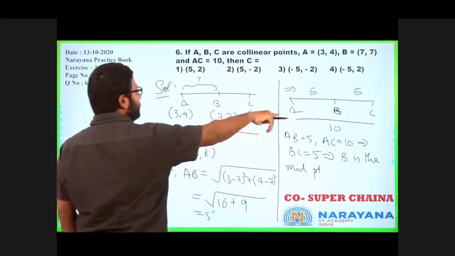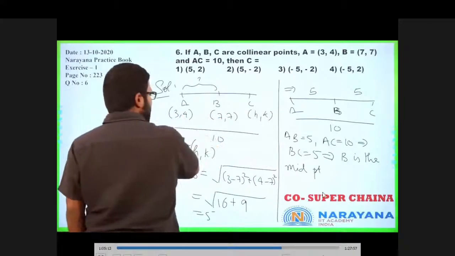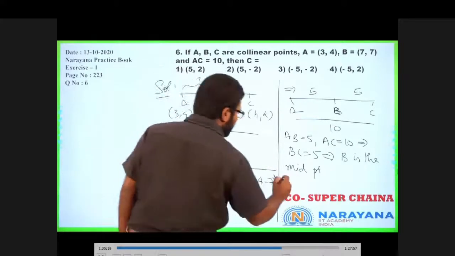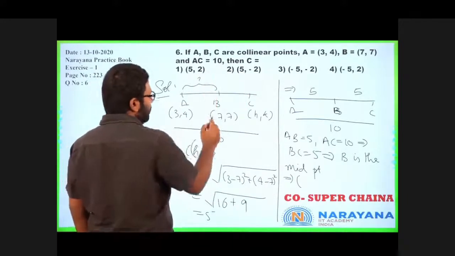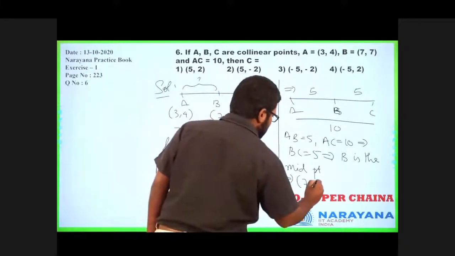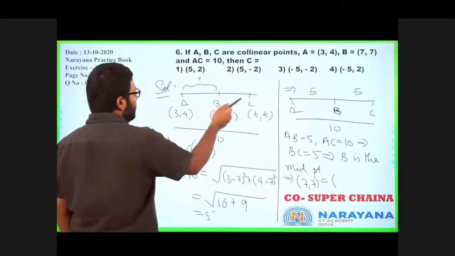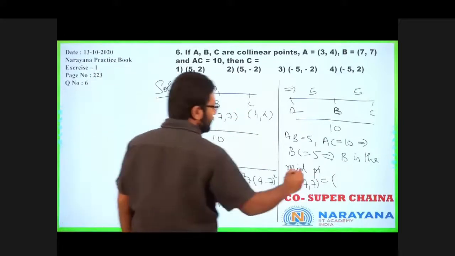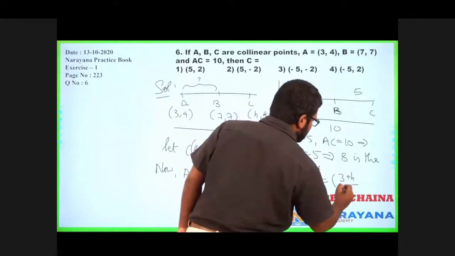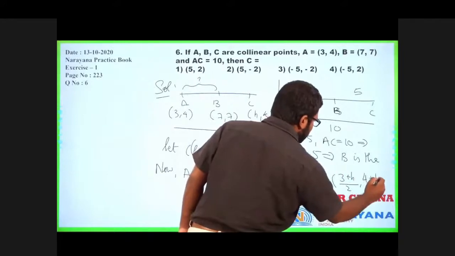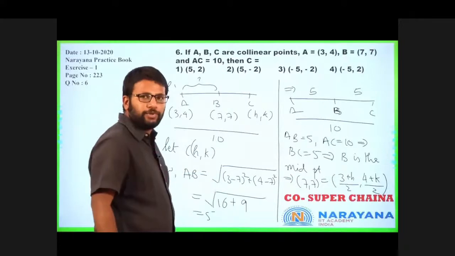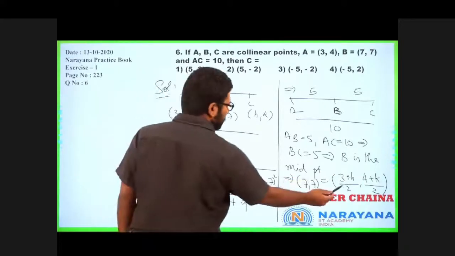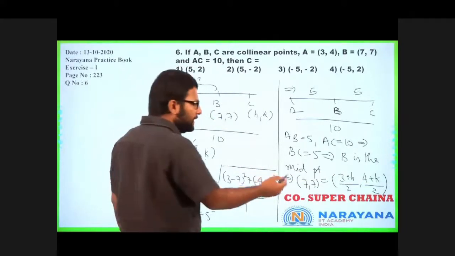So I suppose now you realize what we are going to do. We'll apply the midpoint formula, right? Which means B coordinates are known, no? (7, 7) is basically, apply the midpoint formula, (3 plus h) by 2, (4 plus k) by 2. Right? 2 equations, 2 unknowns. You can figure it out. Let us just do it mentally itself.